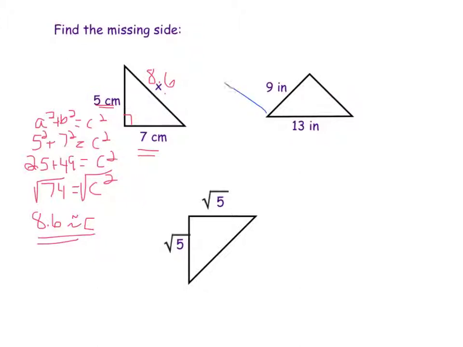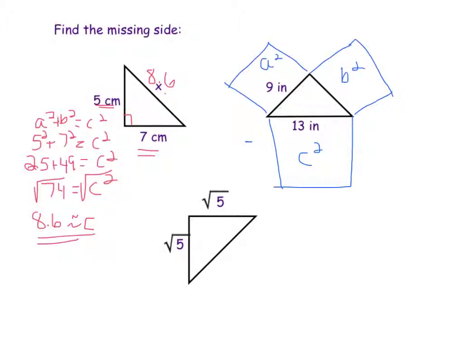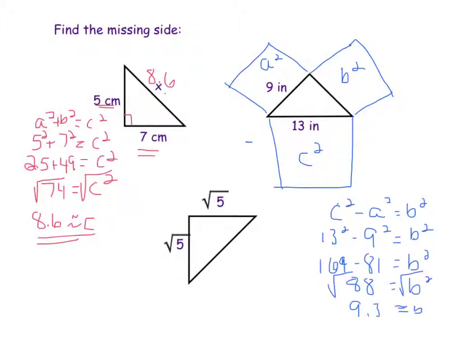So think of it this way. If we squared the two legs and added them together, it would give us the square of the hypotenuse. So now we have to work backwards. We have to square the hypotenuse and then subtract the square of the leg to get the new leg. So instead of doing a squared plus b squared equals c squared, we're going to do the fact family c squared minus a squared equals b squared. So 13 squared minus 9 squared equals b squared. Take a moment, do the math, see if you come out with the same thing I do. Alright, I came up with b as being approximately 9.3.